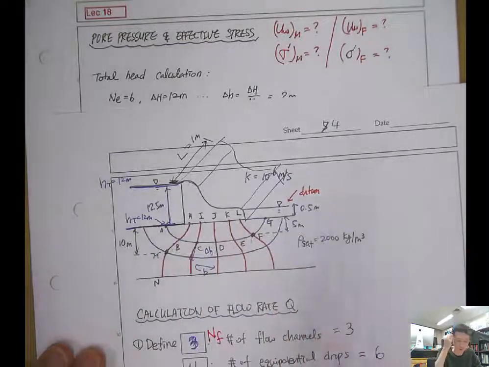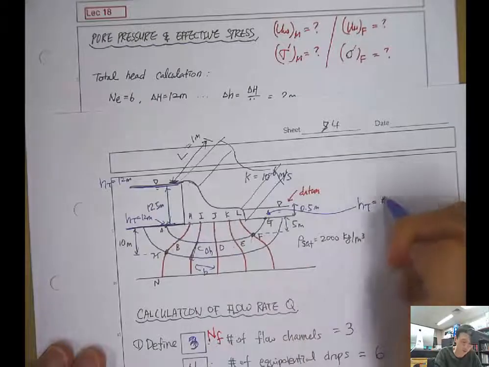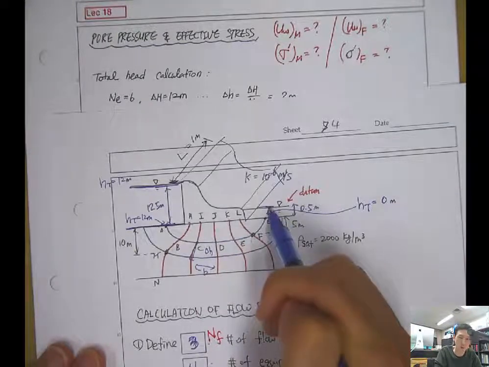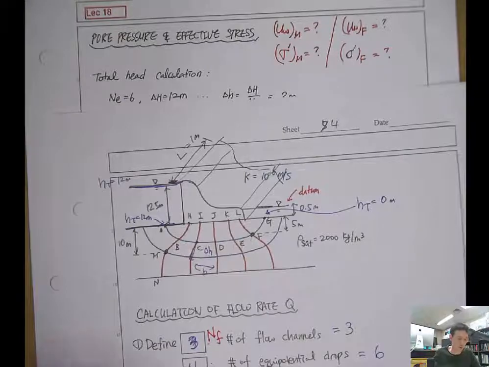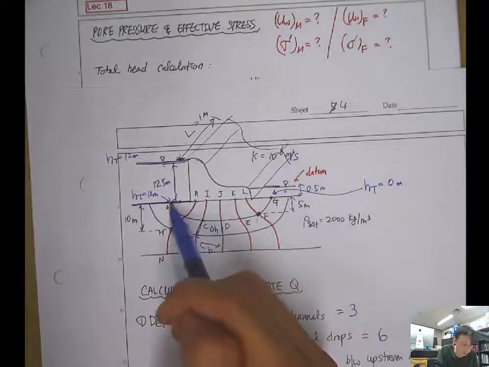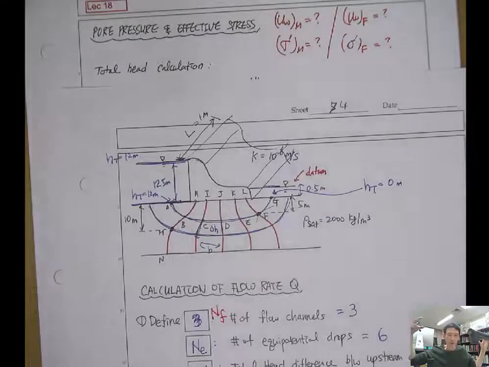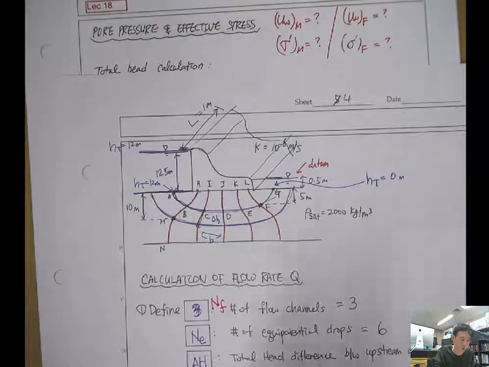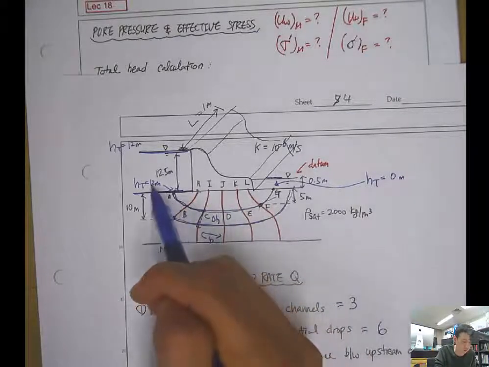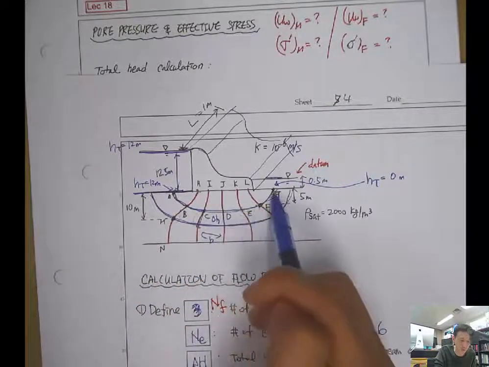At point G, what's the total head? It's going to be 0, right? Because here the pressure head is 0 and the elevation is 0, and you don't have head loss from here to the point G, so the total head will be 0. So when you look at this channel, you can stretch it out to be a linear, straight soil column, right? Then each equipotential drop has the same head drop. If you divide it into 6 drops, it's 12 divided by 6. So it's a 2 meter drop, another 2 meter drop, 2 meter drop, 2 meter drop, and 2 meter drop, and then it becomes 0.